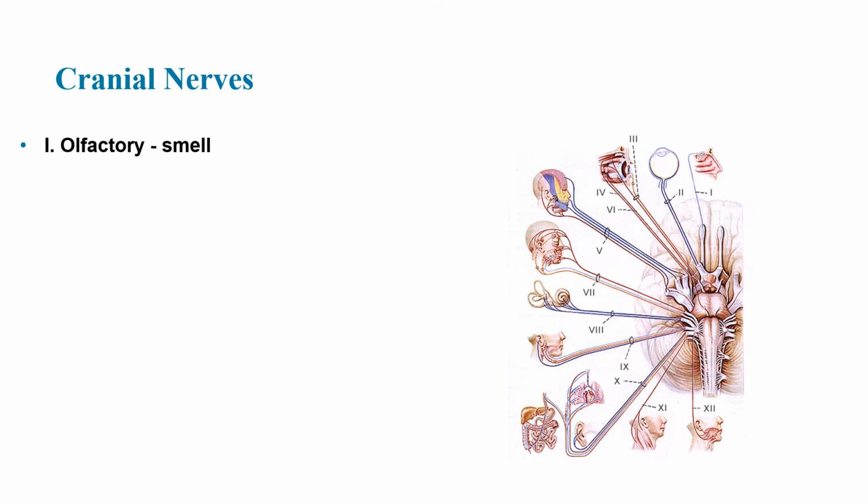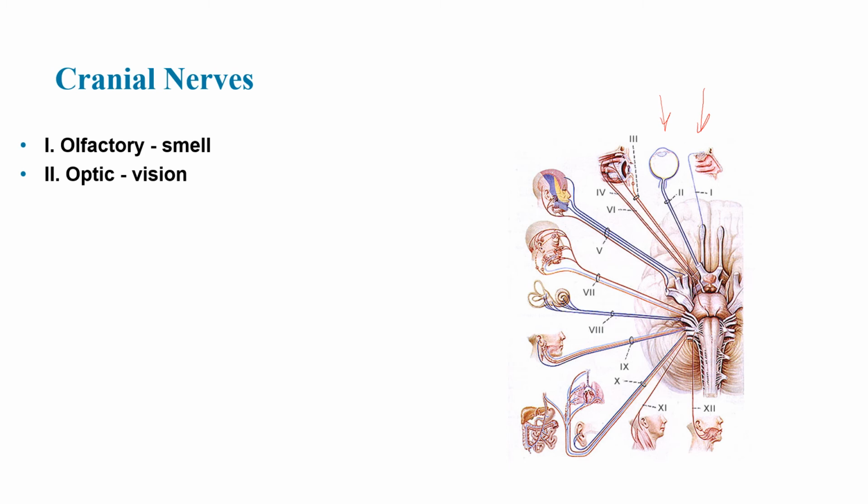So we're going to go from top to bottom and go counterclockwise. The first that you see here at the top is the olfactory nerve, the olfactory cranial nerve. This is responsible for smell. The next is the optic. It is the first one relating to the eyes, and the optic nerve is related to vision.